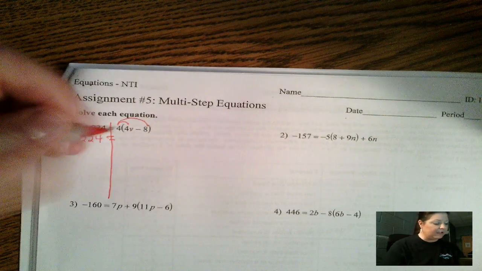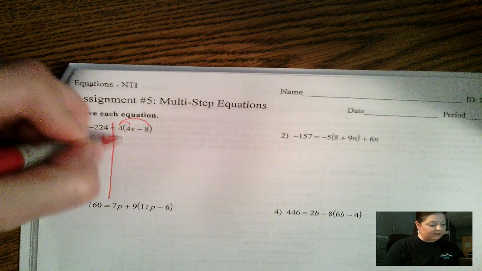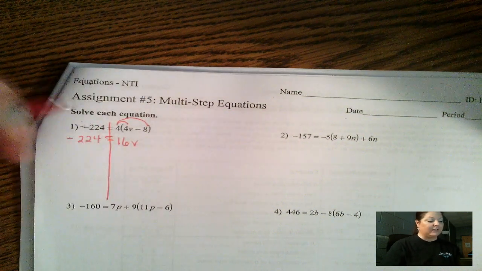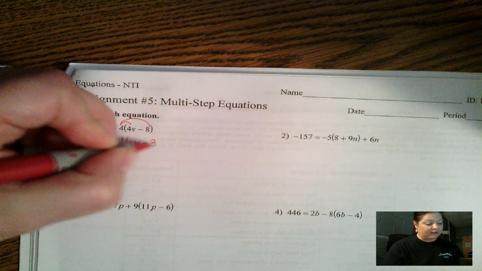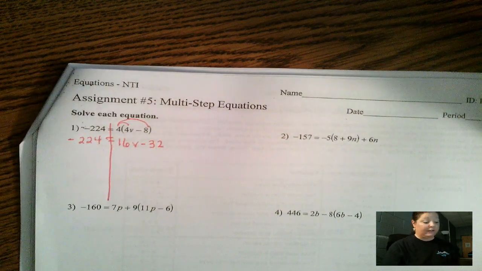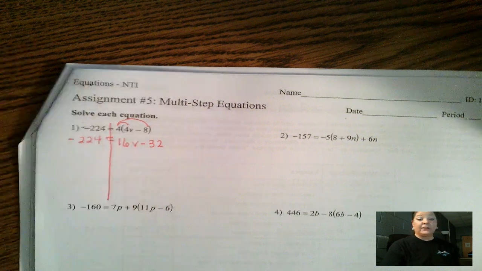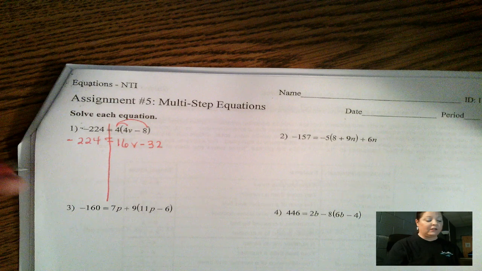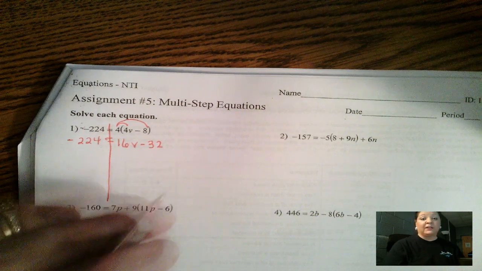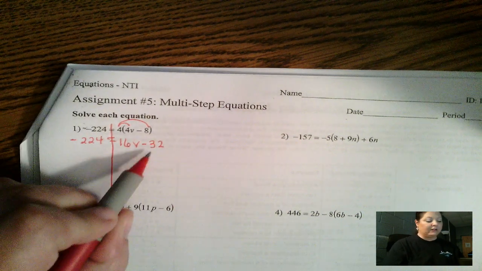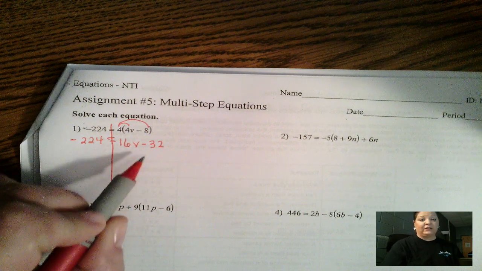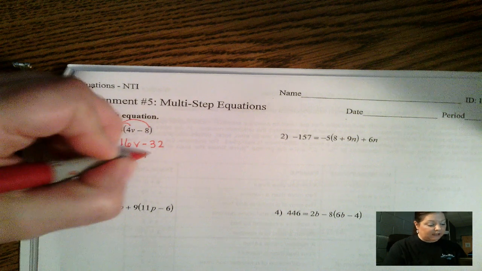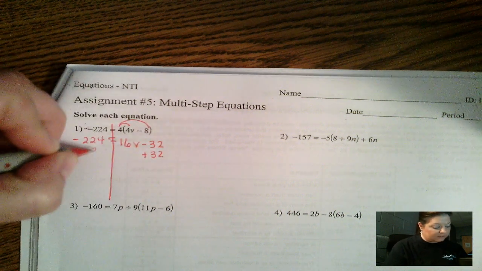So we have 4 times 4v is 16v, okay? And then we have 4 times negative 8 is negative 32. Don't forget about those negatives and positives, okay? Now we just have a 2-step equation. So all we have to do is look and say, well, I need to add, subtract first, and we always want to start with the side that has the variable. So that's a minus 32. Our inverse to that is plus 32. So we're going to add 32 to both sides.